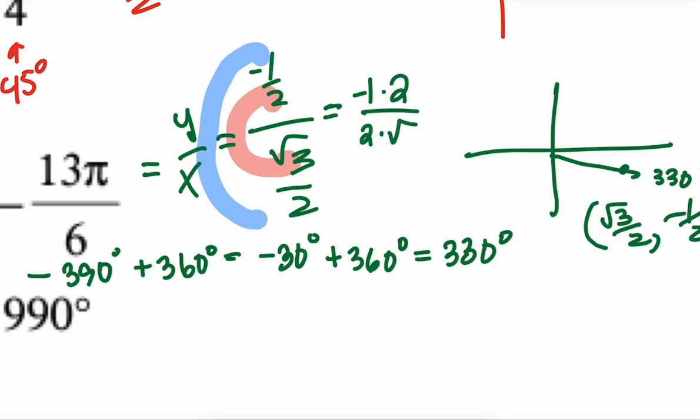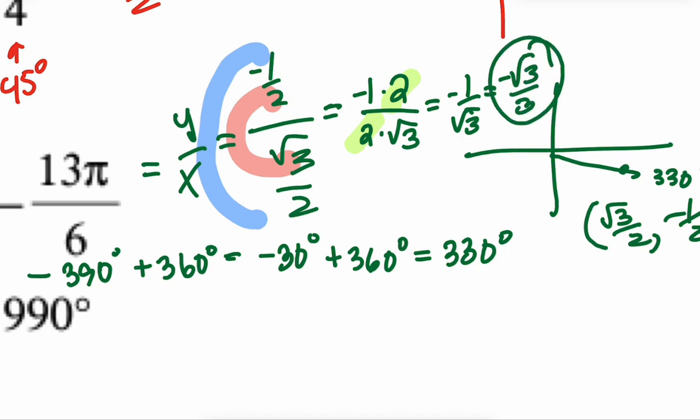That's going to be 2 times radical 3. When the 2's are in a location like that, they do end up canceling. So we get negative 1 over radical 3. When rationalized, that's negative radical 3 over 3. That's my final answer.